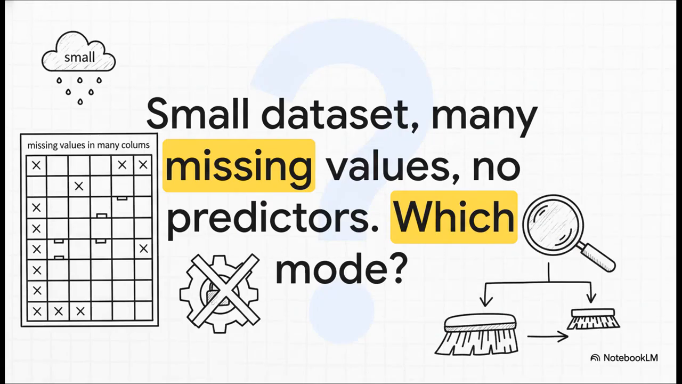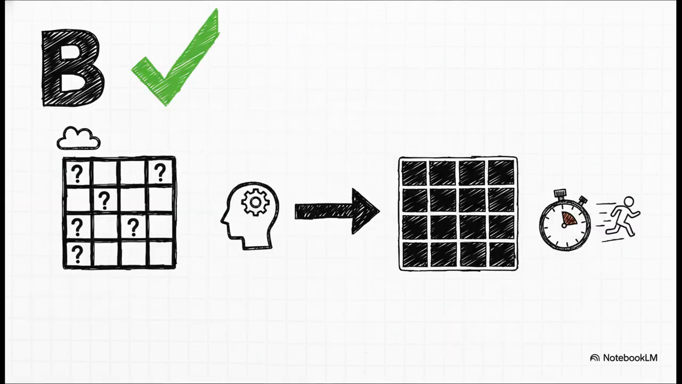Question 2. Now pay close attention to the details here. You have a small data set with missing values scattered across many columns, and you want something that's easy to set up. Which cleaning method is the best fit? The right answer is B, probabilistic PCA. Look, MICE is really powerful, but it can be slow and complex. Probabilistic PCA is designed for this exact scenario. Small data sets with a lot of missing values where you need something faster and simpler to get the job done.